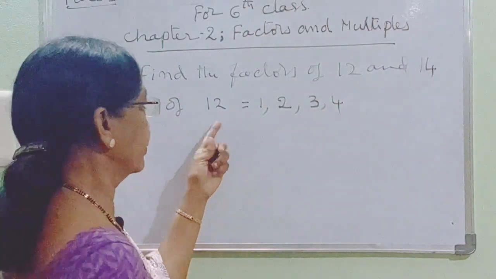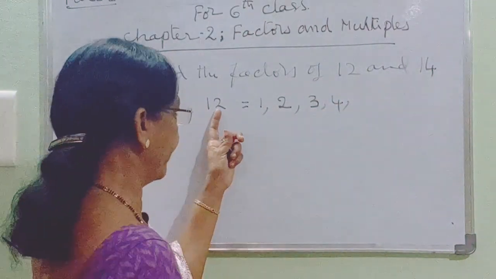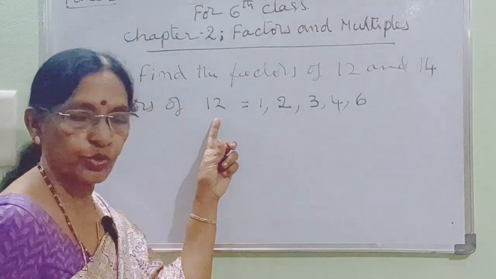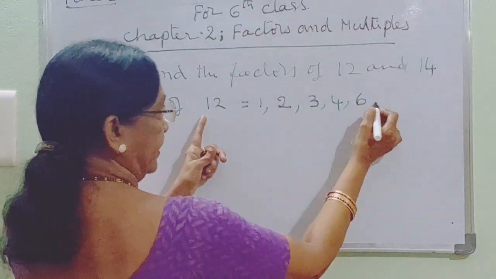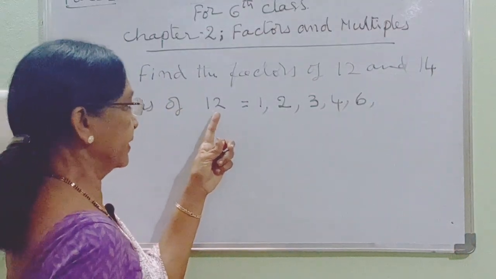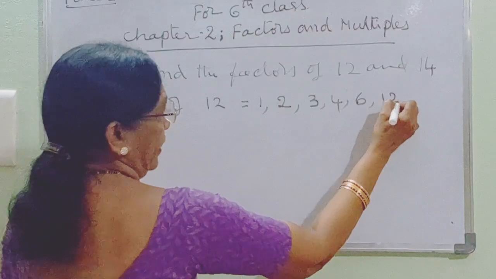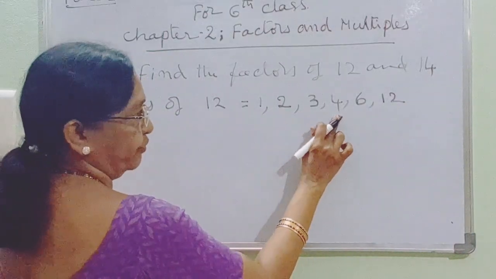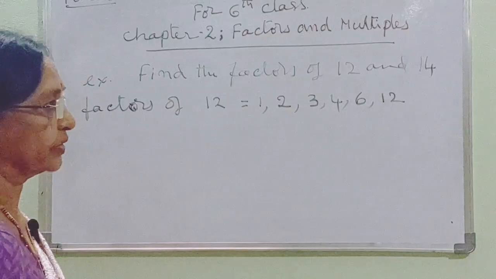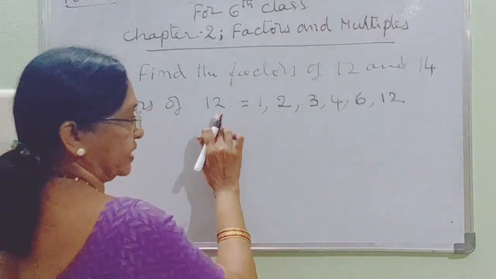4 threes are 12. It is not divisible by 5. It is divisible by 6, 6 twos are 12. And it is not divisible by 8. Then it is divisible by 12. Therefore, 1, 2, 3, 4, 6 and 12 are factors of 12. All these numbers are factors of 12.